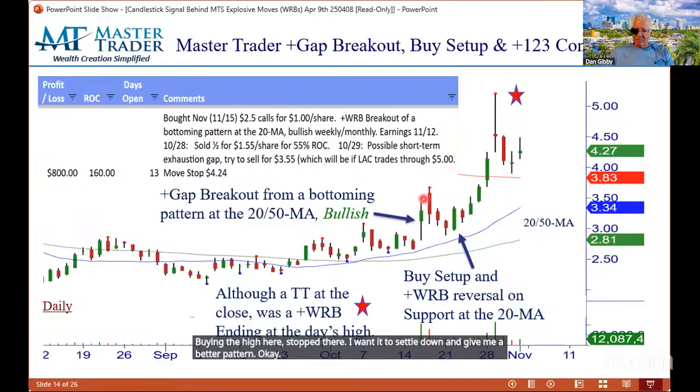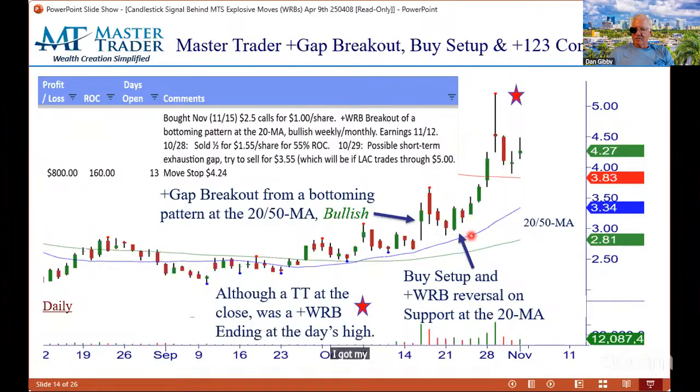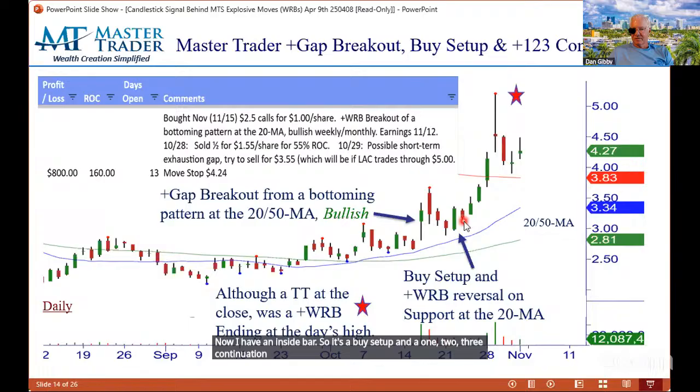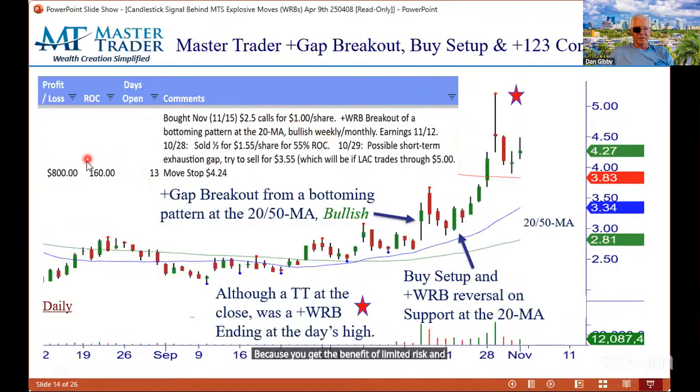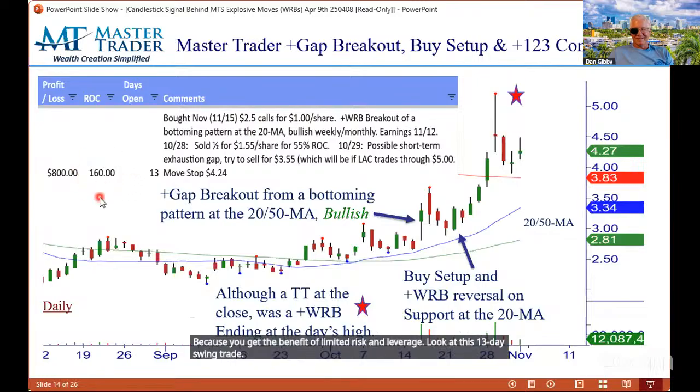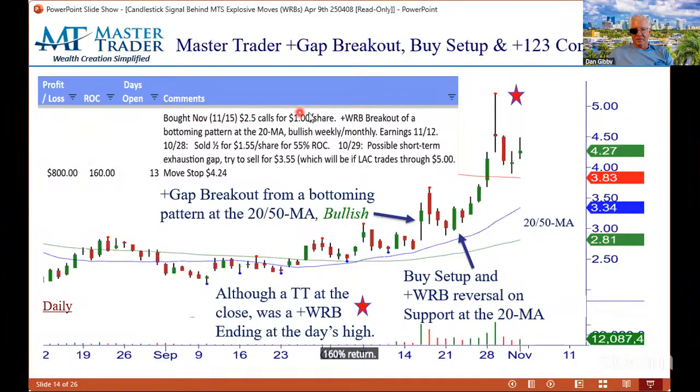Okay, so it gapped up. I got my 3 fluid bars down, retest. That's my buy setup in a wide range reversal. Now I have an inside bar. So it's a buy setup and a 1, 2, 3 continuation. And it just ripped. We held this one for 13 days. We bought call options, which we do for directional trades when they're liquid, because you get the benefit of limited risk and leverage. Look at this 13-day swing trade, 160% return on buying this call option for $1.